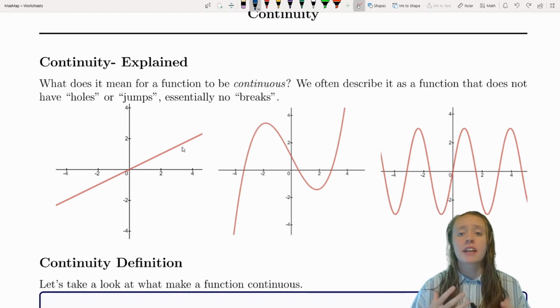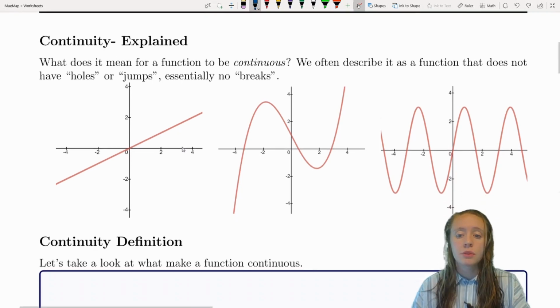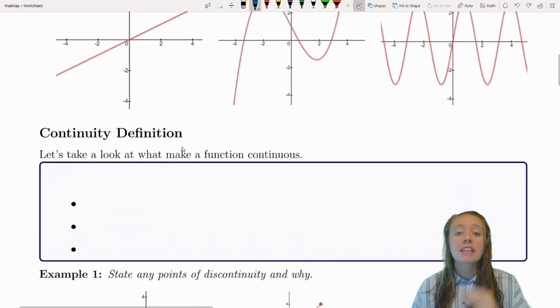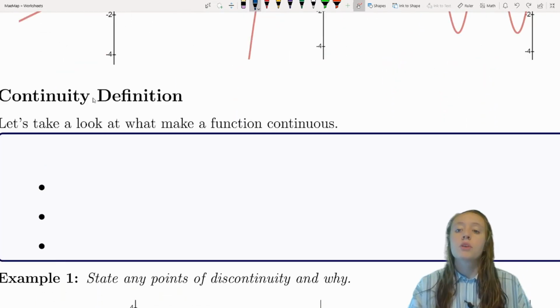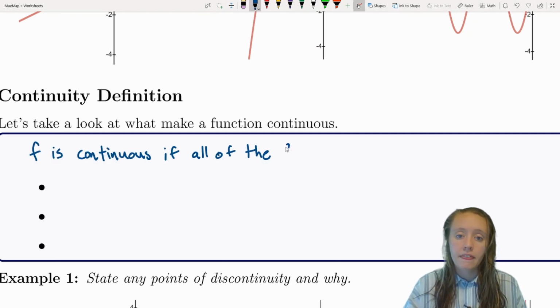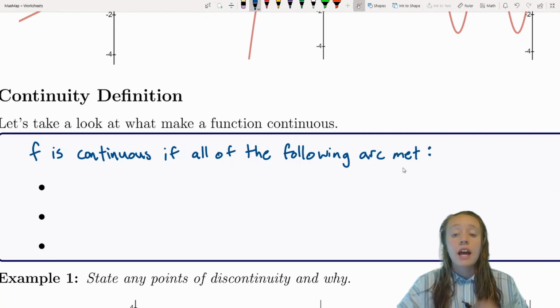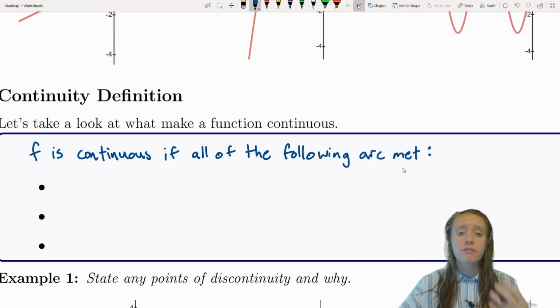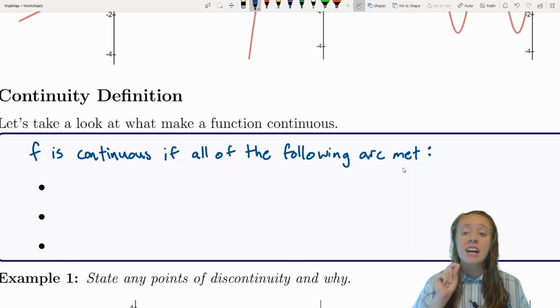But that isn't exactly very technical. So let's go ahead and go over the definition of continuity. Let's take a look at what makes a function continuous. So f is continuous if all of the following are met. So there's three different things we're going to look at in order for a function to be continuous. If our function does not meet one or more of the criteria, we say it's not continuous. It has to meet every single one of the following criteria.